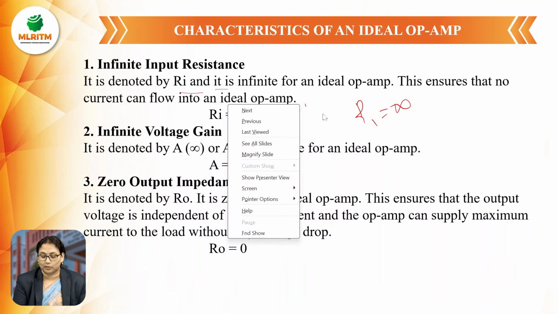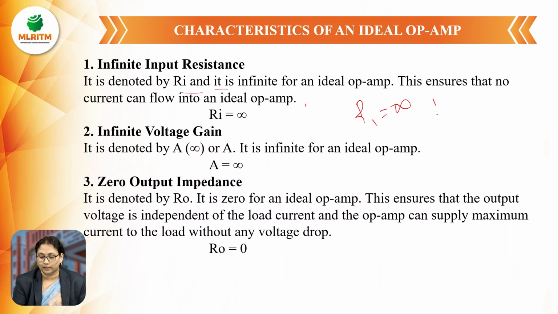So here, I1 and I2 are 0 because of high input impedance. For an ideal operational amplifier, input impedance is infinity. Coming to the second point, infinite voltage gain. Gain for an ideal operational amplifier is infinity. A is equal to infinity.